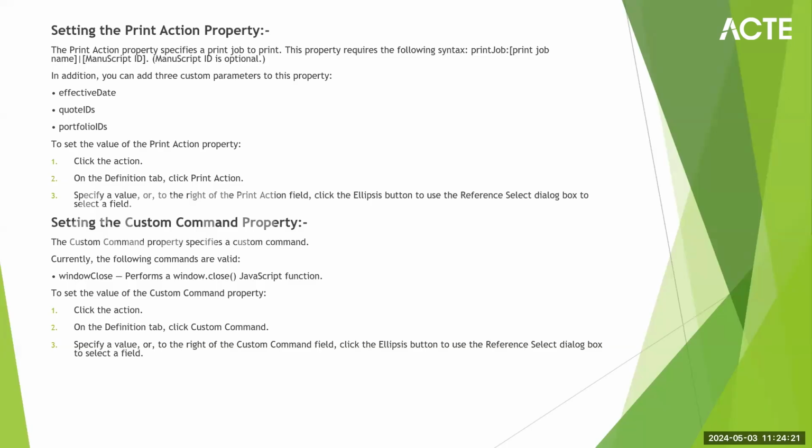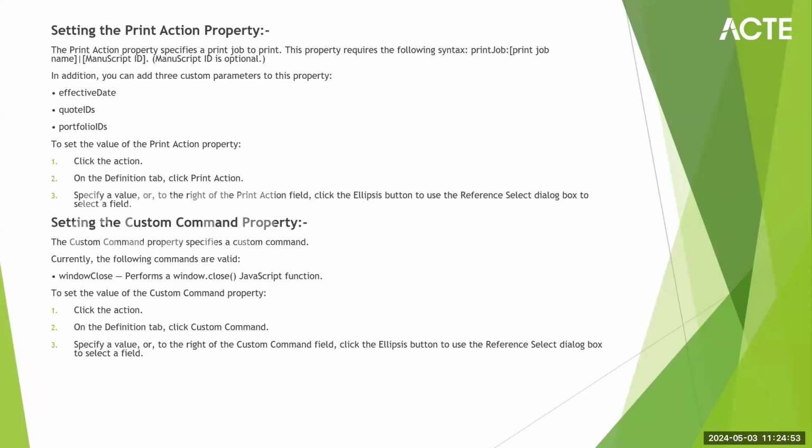In addition, you can add three custom parameters like this. Instead of name, you can add the date or port IDs or portfolio IDs. How do you do it? Click on the action on the definition tab, click on the print action, specify a value, or you can map directly the particular field which is already created or existing in the manuscript. You can map it.